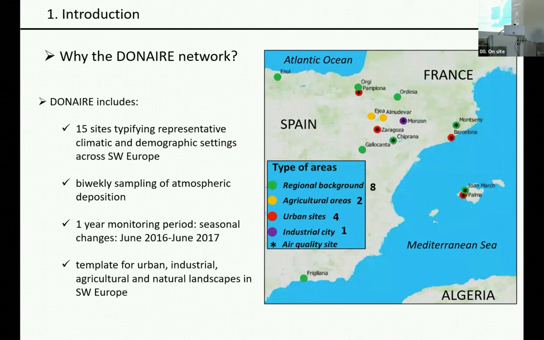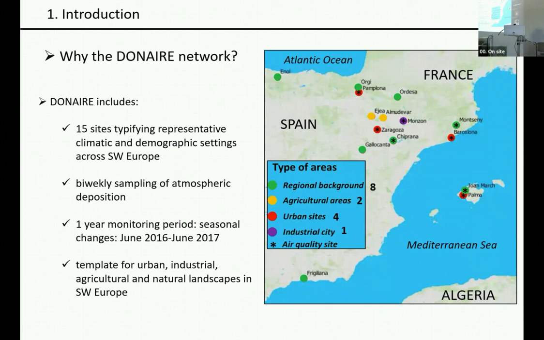So in order to cover this gap, we designed this Donaire network in which we included 15 sites typifying representative climatic and demographic settings across southwestern Europe. The study area ranges from a Mediterranean type of climate to Atlantic Ocean type of climate to continental climate in the interior of northeastern Spain. The sampling was done bi-weekly, simultaneously in all the different sites. And the monitoring period is a bit more than a full year.